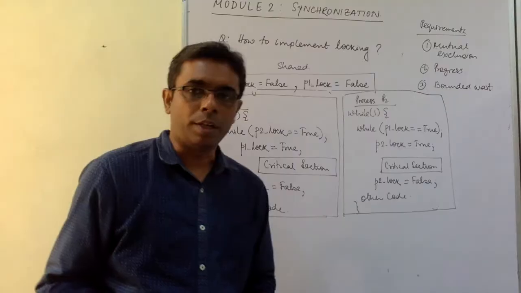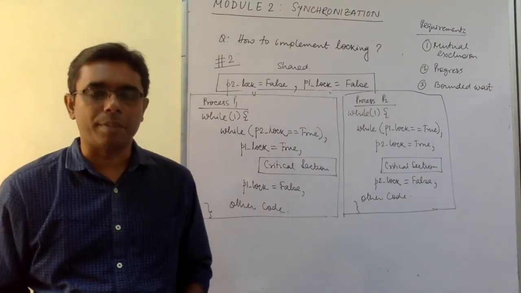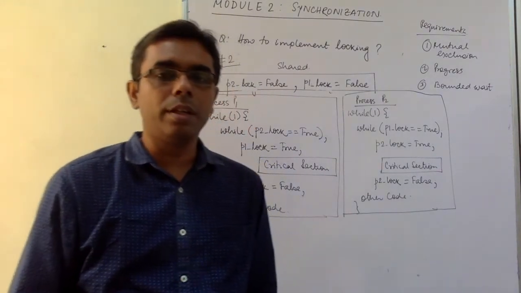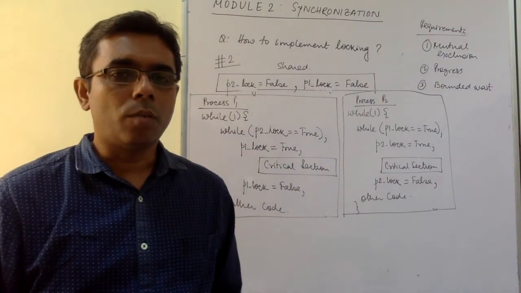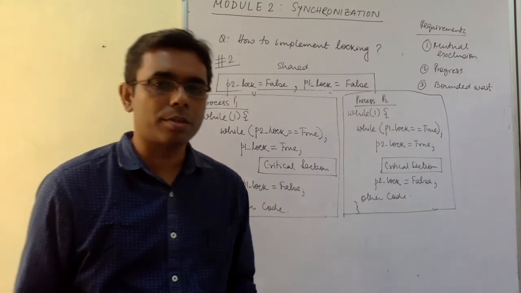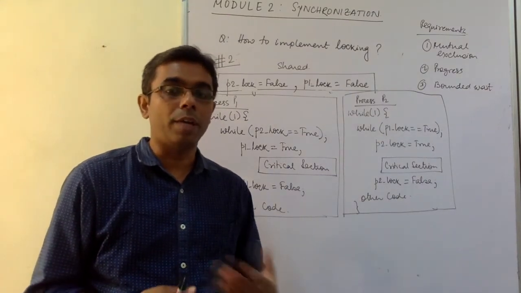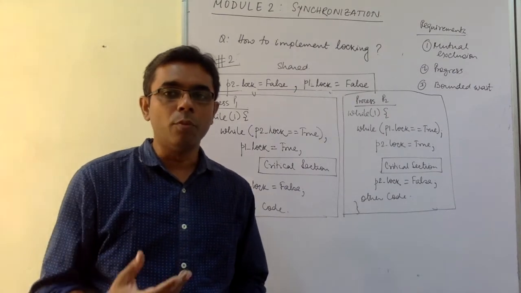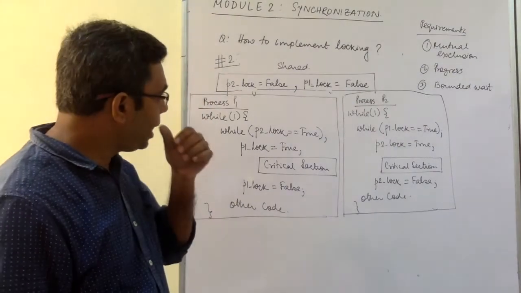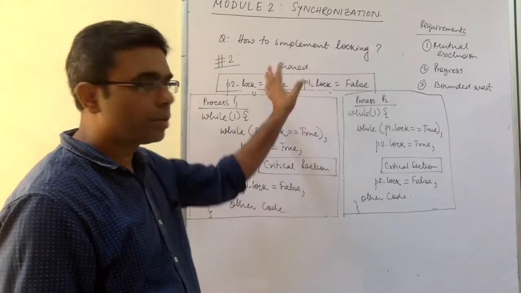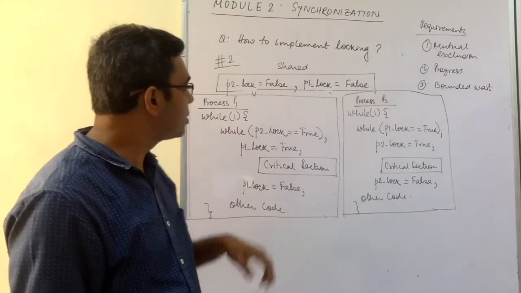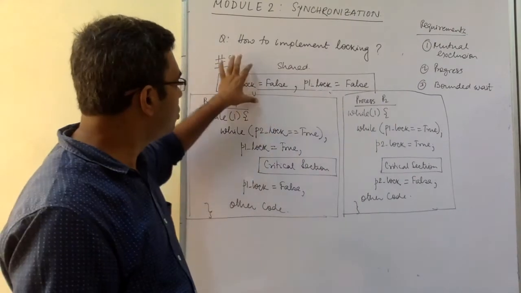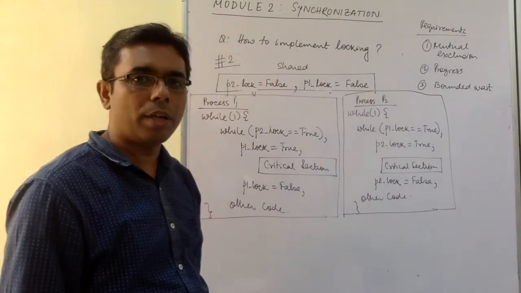Okay. Now let's take a second attempt at improving this. We found that utilizing a single flag was ensuring mutual exclusion, but somehow it was not able to satisfy the progress requirement. So an improvement on that would be, let's take two flags, and let's call them, say, P2 lock and P1 lock. And these are two locks that we are going to use.